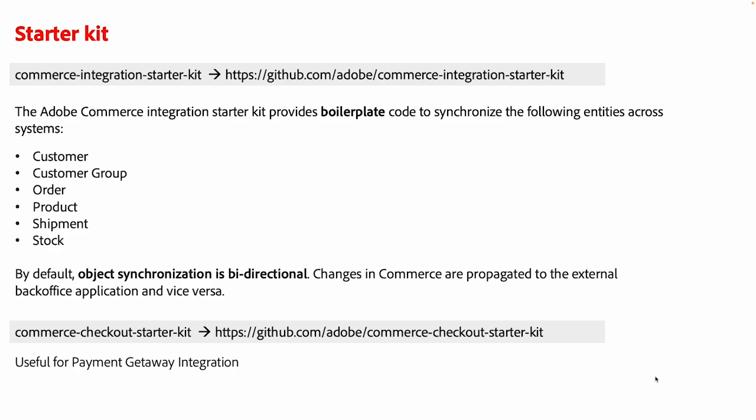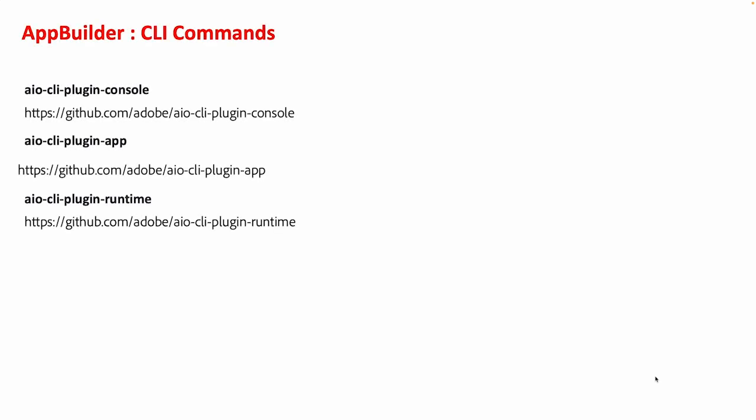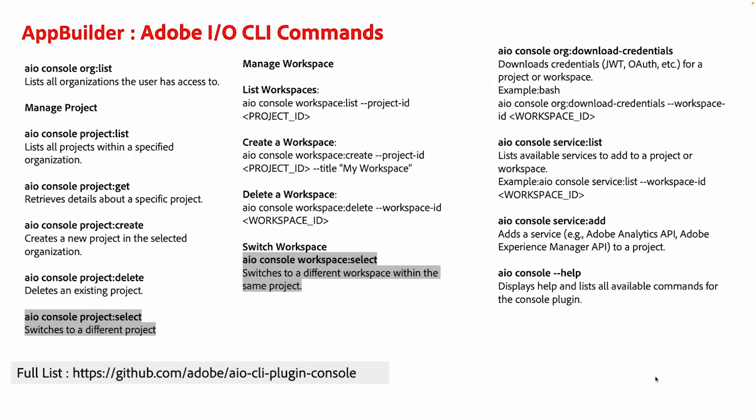AppBuilder provides a whole bunch of CLI commands which are useful for development. Using them, we can check the logs, create the project structure, and create project components. Let's discuss those CLI commands one by one. The first set of commands is called Adobe IO CLI commands. These are the basic commands which are useful for kickstarting your development.